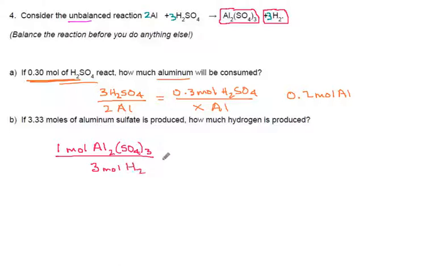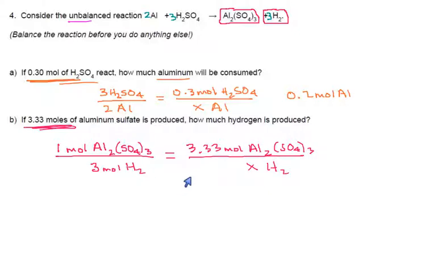3 moles of hydrogen. And then in the givens they say we have 3.33 moles of aluminum sulfate. Moles Al2(SO4)3. And we want to know how much hydrogen would go with that. So for the math, 3 times 3.33 is 9.99, divided by 1 is still 9.99 moles of hydrogen. Fair enough.